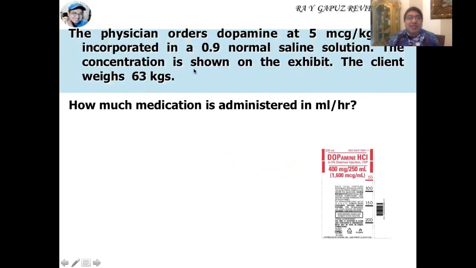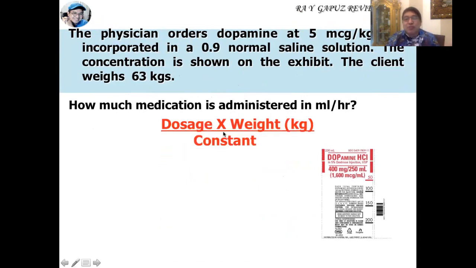So the question is asking us, the physician orders dopamine at 5 microgram per kilogram per minute incorporated in 0.9 saline, normal saline solution. The concentration is shown on the exhibit. So we would see that this is 400 milligrams over 250 ml. Okay, the client weighs 63 kilograms. How much medication is administered in ml per hour?